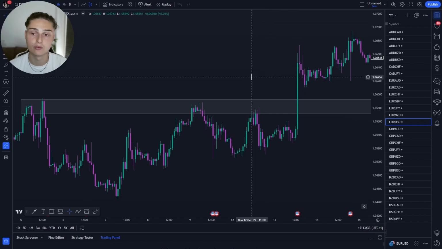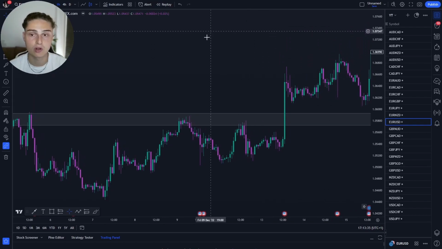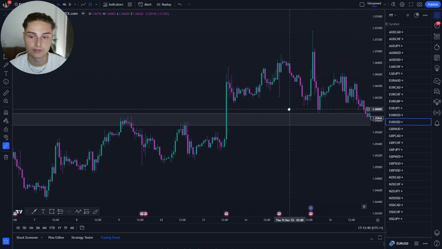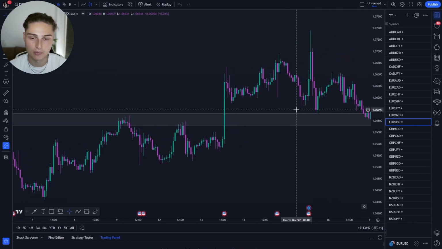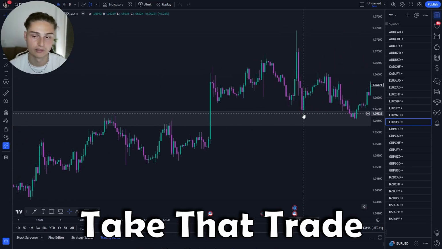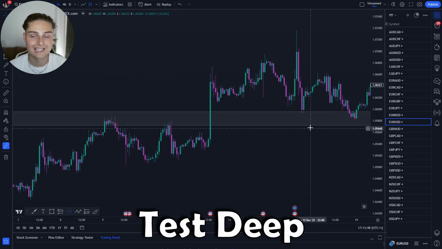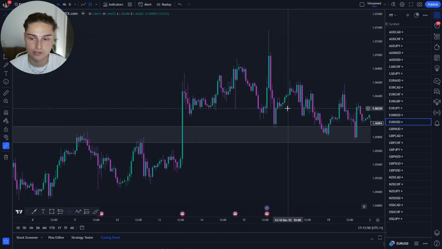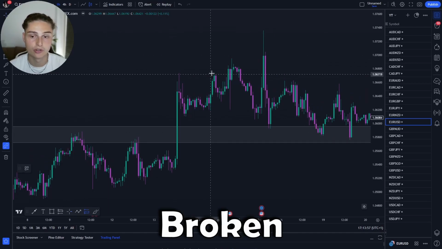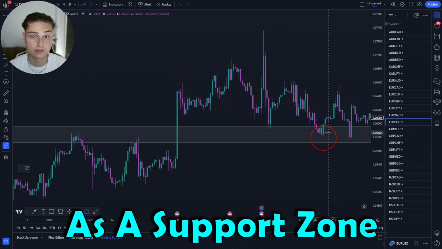So what we're going to do is wait to see if price comes down and touches this and then makes a move off. So that could have counted, but the highs, let's see, not really. I wouldn't take that trade. You want it to test deep into the zone. So for example, here and here, yeah, these are good trades. So now this resistance zone has broken and retested as a support zone.